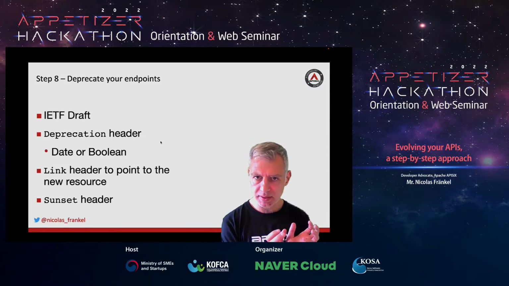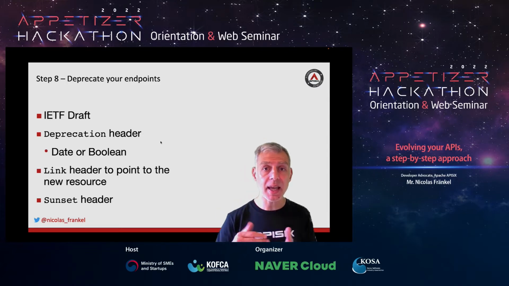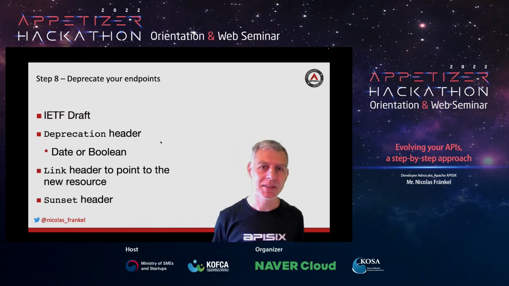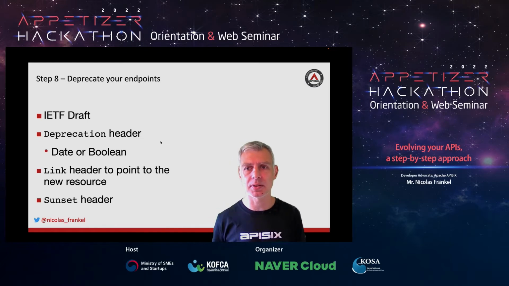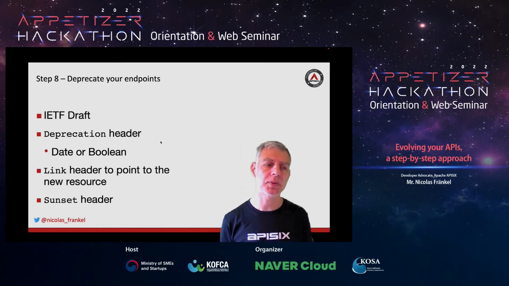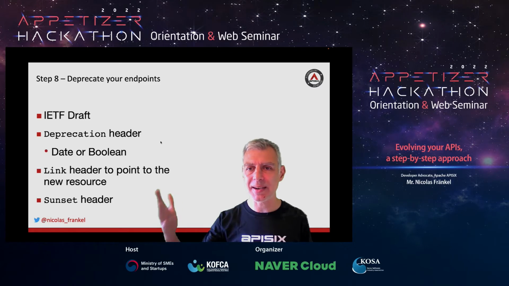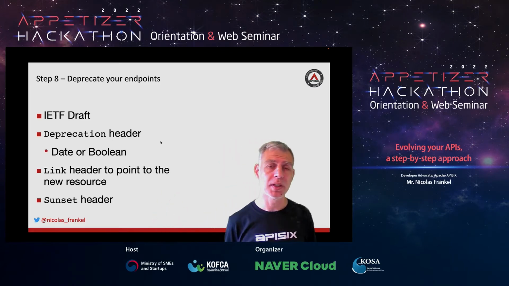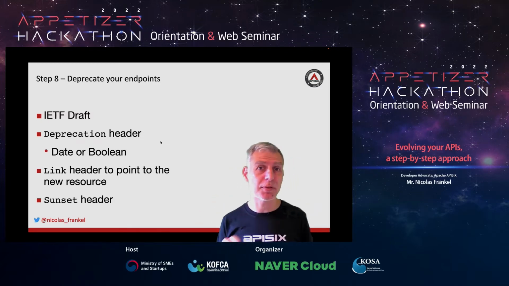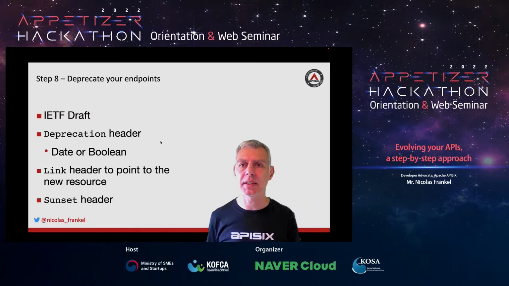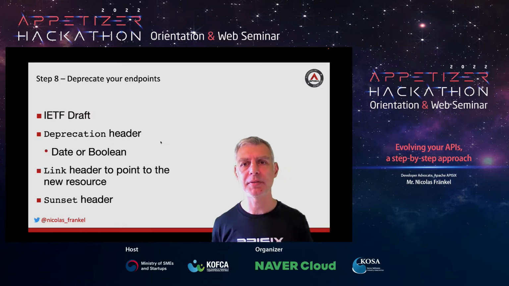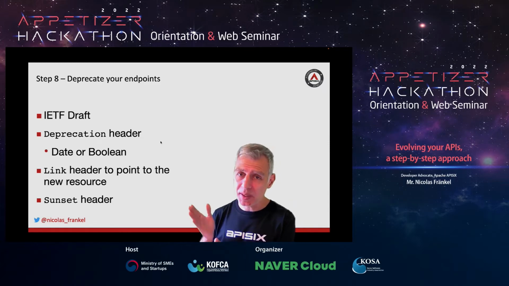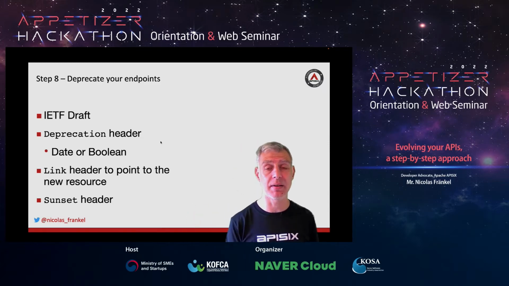So this deprecation header can be either a date saying, hey, I will be deprecated at this date, or saying, yes, I'm deprecated. So it's up to you to decide how you want to communicate and what you want to communicate. Then you've got an additional header that says where is the new resource that people should use. So you can think about it like a soft 301. And finally, if you really want to manage the full life cycle, so not only about deprecation, but about when it will be completely decommissioned, there is a sunset header.